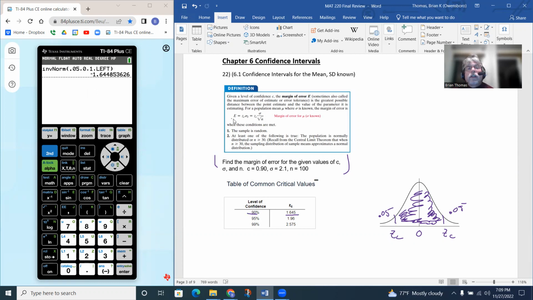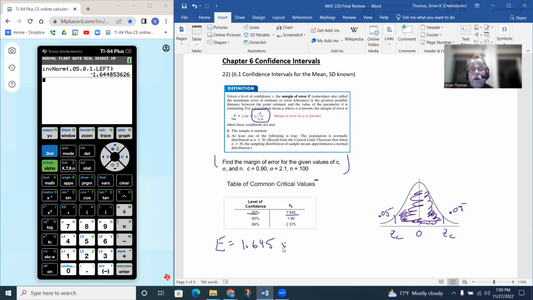Anyway, to find the margin of error, we're going to be using this formula here. It's going to be that critical value for z, times the sigma, over the square root of the n. So to find the margin of error, remember, you'll have to have this formula written down so that you can do it. So the critical value at 90%, 0.90, is 1.645.